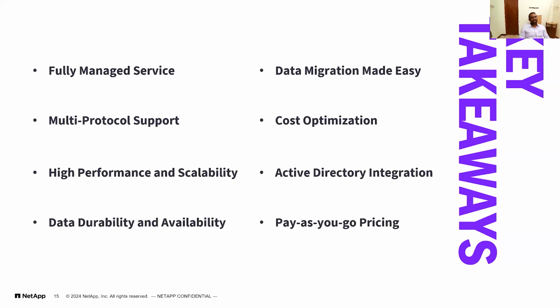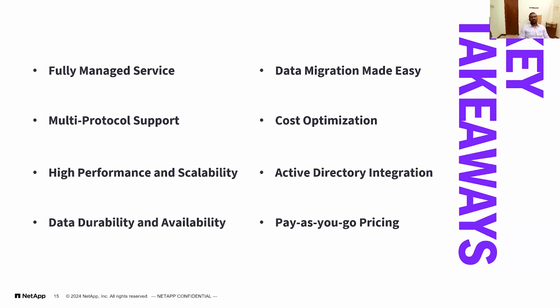And these are some key takeaway points. The FSx file system is a fully managed service; AWS itself takes care of the entire FSx file system. We also support multi-protocol, so a single volume can be mounted as NFS as well as SMB. It gives high performance and scalability, with SSD performance available. For data durability and availability, we can use the multi-AZ concept, which gives high availability. And data migration is made easy by using the SnapMirror feature.